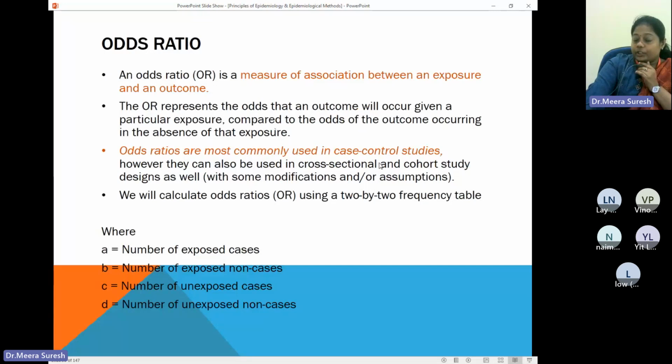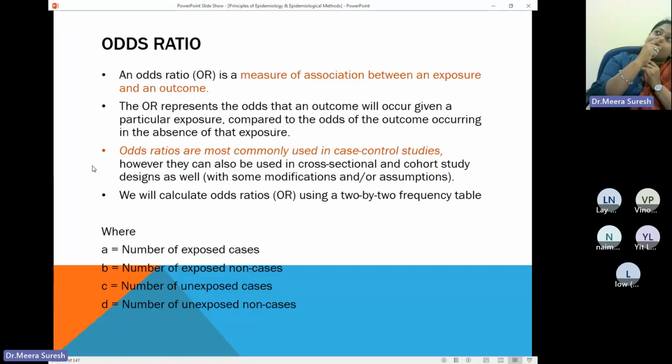So odds ratio is mostly used in case control study. MCQ can come from this part. However, it can also be used in cross-sectional and cohort study. But this I kept as something to keep in your memory for your future studies when you are going to do research. Otherwise, for this level, the BHMS level, you don't have to remember. You have to just remember that first sentence: the case control study, what we get to know is OR.